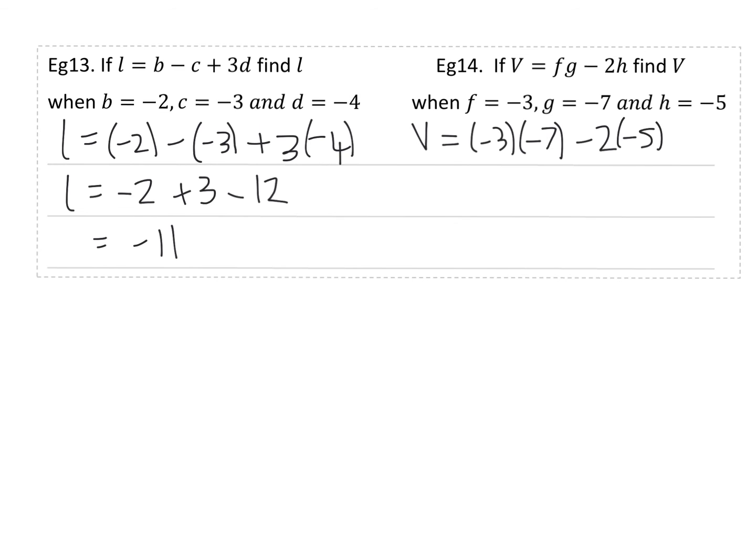What do we do with the minus 3 and the minus 7? Well, FG means F times G, so we have minus 3 times minus 7, which is positive 21. And then we've got minus 2H, so that's minus 2 times H, so minus 2 times minus 5. And minus 2 times minus 5 is positive 10. 21 plus 10 is 31.